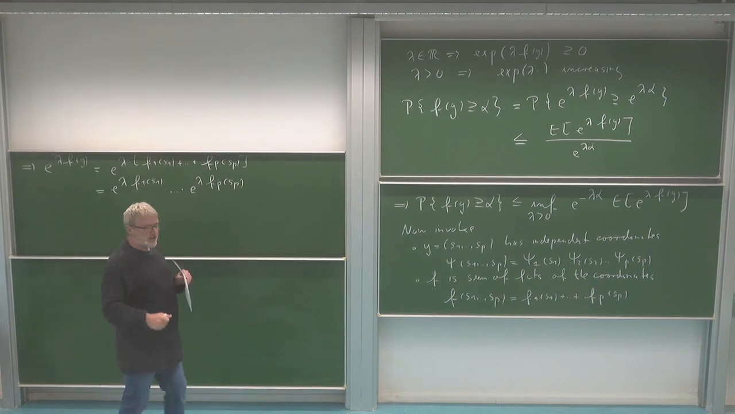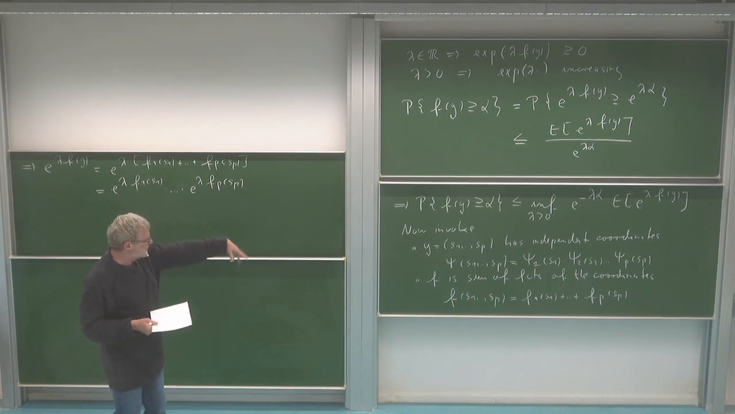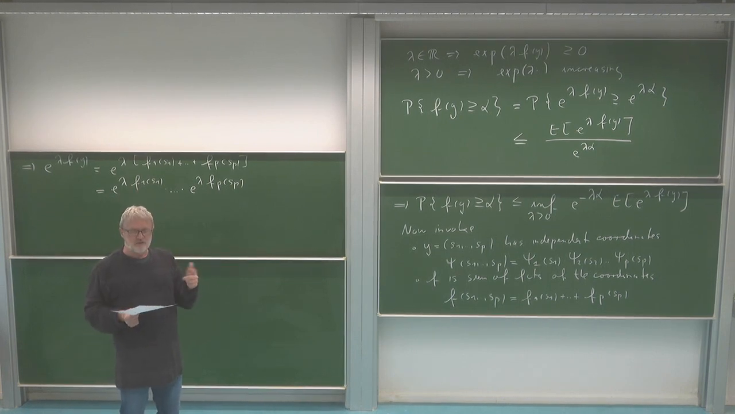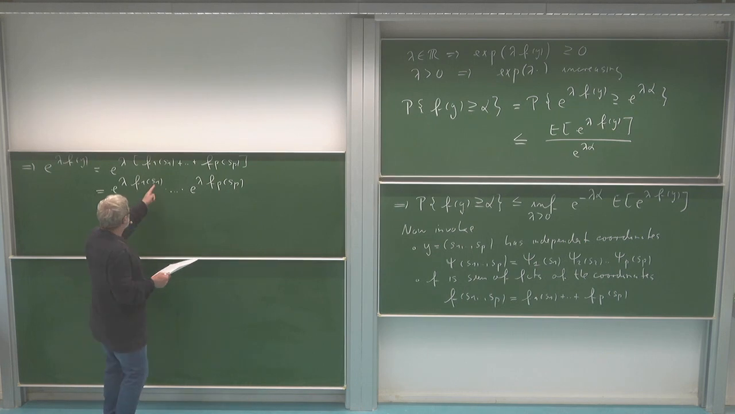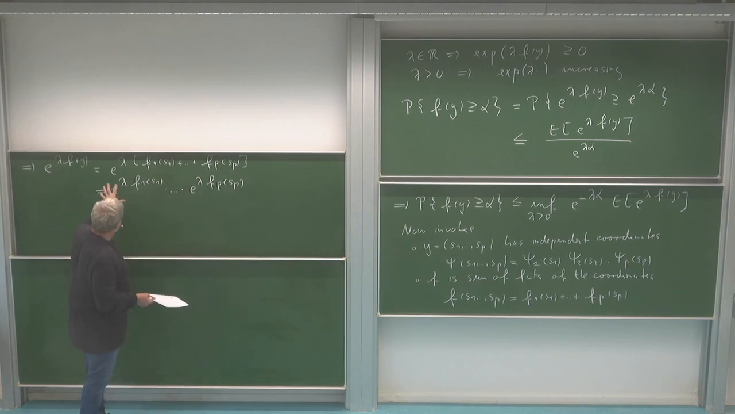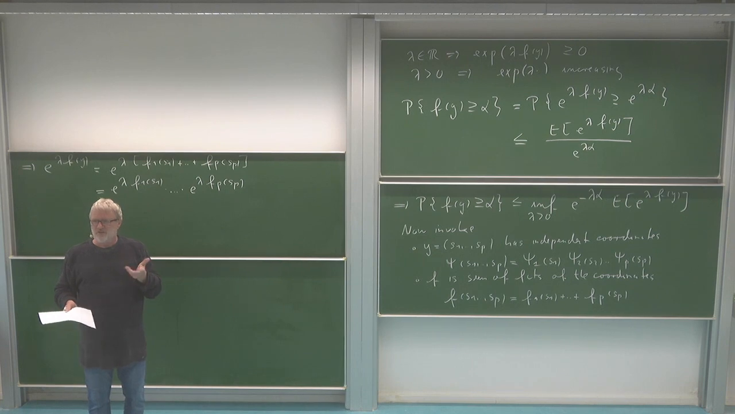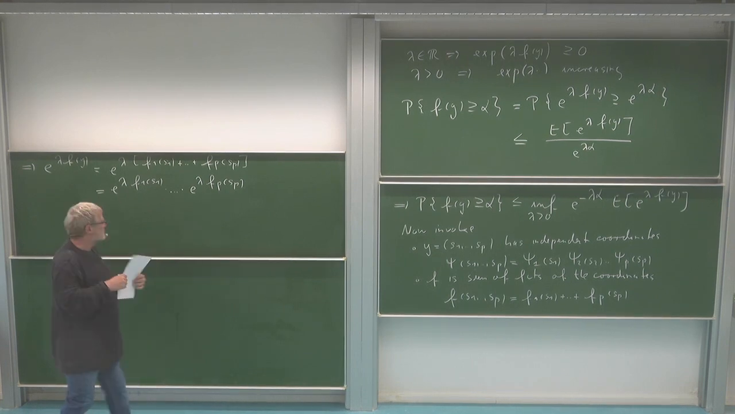Now if I take the expectation, we can use the independence. Here I used the linearity of my function, but now I'm using the independence of the coordinates. The coordinates are independent, and this means functions of the coordinates are also independent. So the expectation of this product of independent guys just factorizes into the product of the expectations.